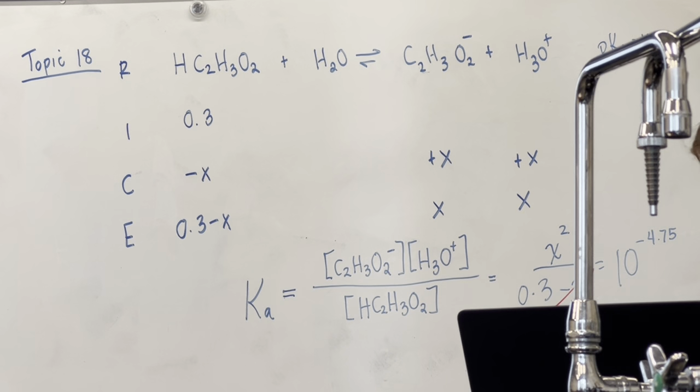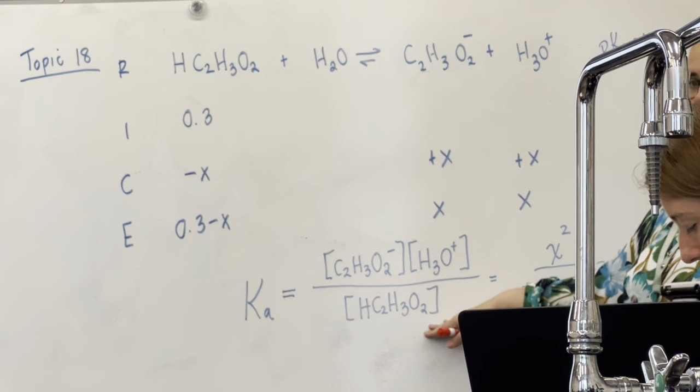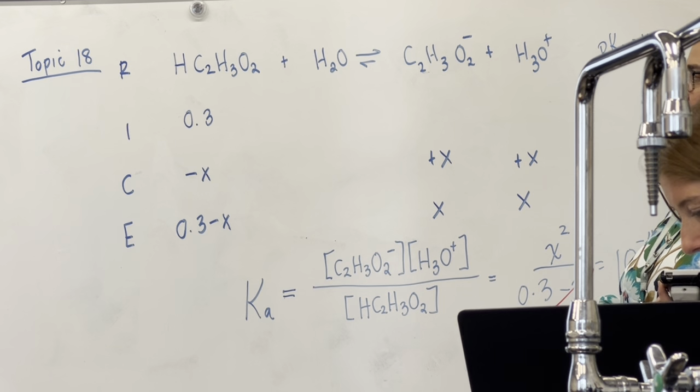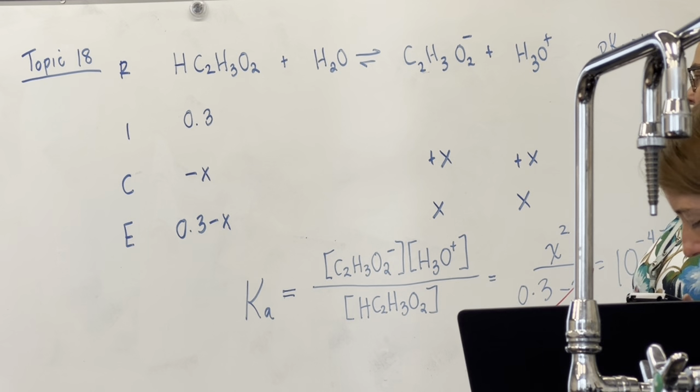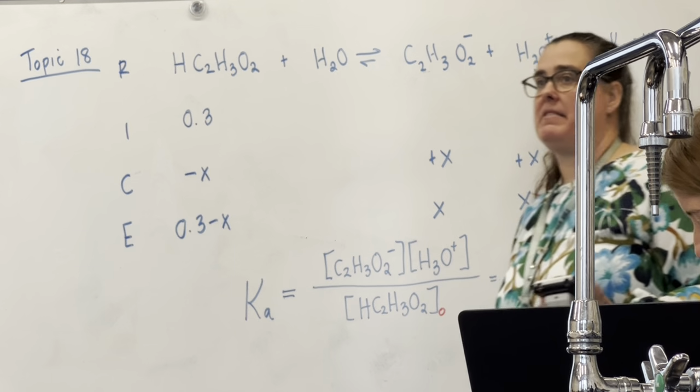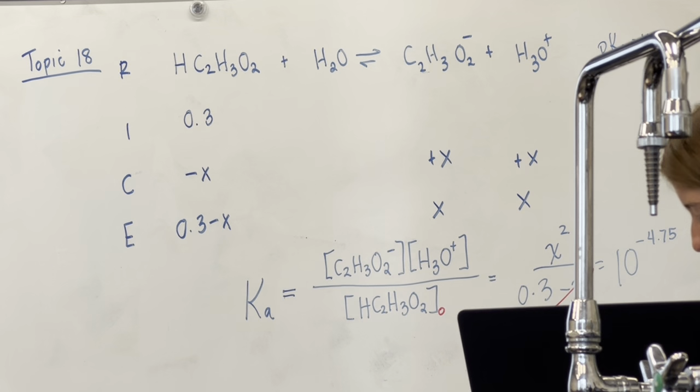So maybe a way I could show you what you did is I could rewrite this expression. When I solve an acid problem, what I typically do is use the initial concentration of the acid in the denominator. So that's all that 0 means, it's the initial concentration. It's saying I'm not going to worry about this minus x, I'm just going to throw the 0.3 in there.